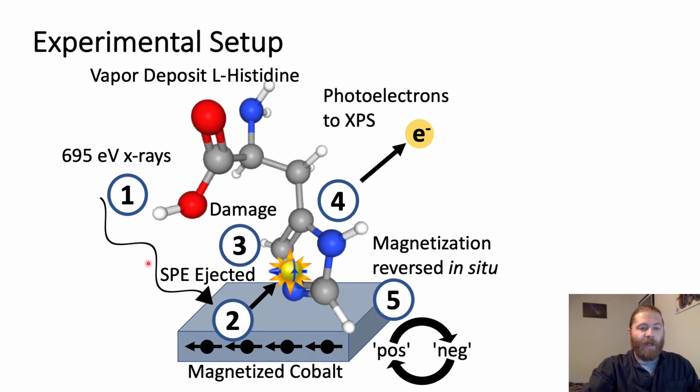Those X-rays then interacted with our magnetized cobalt substrate to eject the spin-polarized electrons, and then those spin-polarized electrons could interact with and damage the vapor-deposited L-histidine. We can then probe that damage using a technique called X-ray photoelectron spectroscopy, and then determine how that difference in helicity affects the damage cross-sections by reversing the magnetization of our substrate in situ.